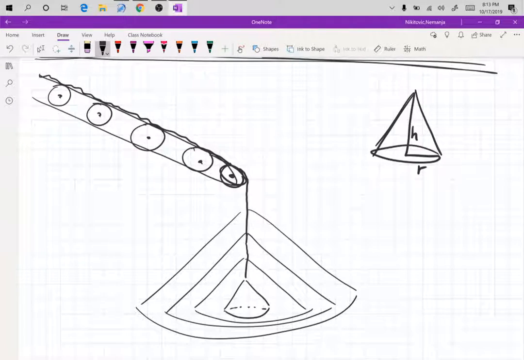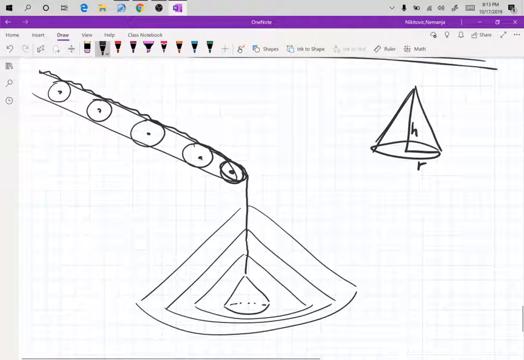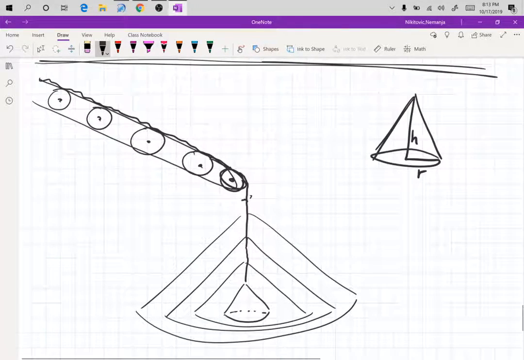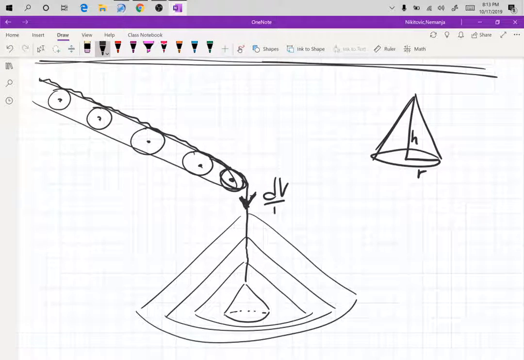You're sending stuff. So the rate at which stuff falls onto the pile is going to be given by dV/dt, because it's change of volume in time. You can send a lot of corn at once. You can send a little bit less corn at once, right?